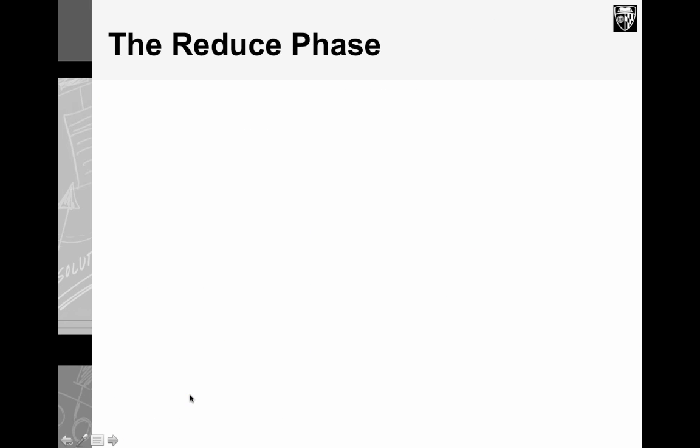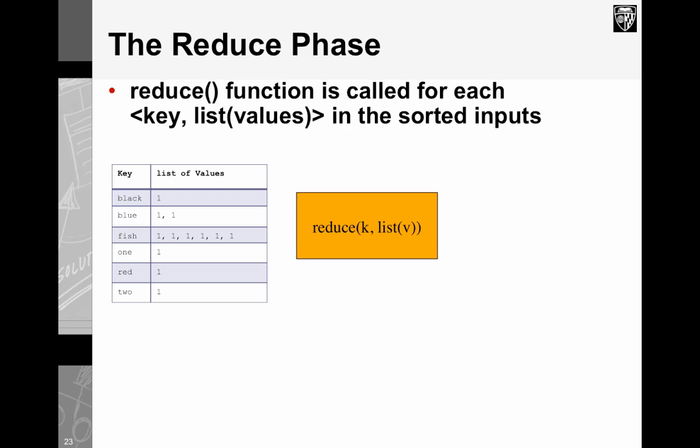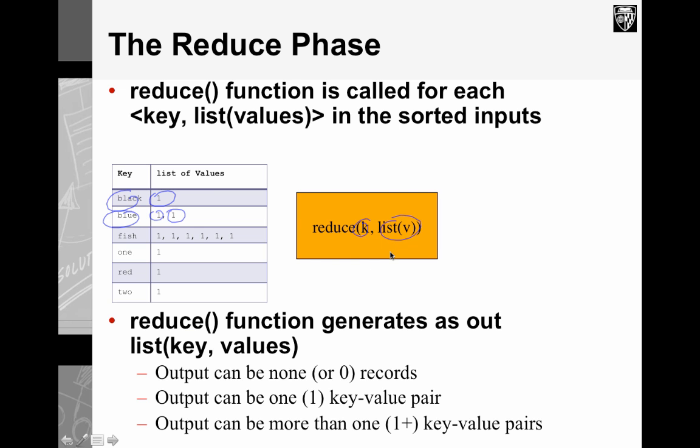Okay, so what does the reducer do? Well, the reducer sees a key and a list of values. In this case, the list of values is only 1. Here, blue, and a list of values. So the reducer, which takes a key and a list of values, can do whatever it wants to do. The reduce function has the opportunity to generate no records for that particular input record, generate 1 record, or generate more than 1 record as the output.